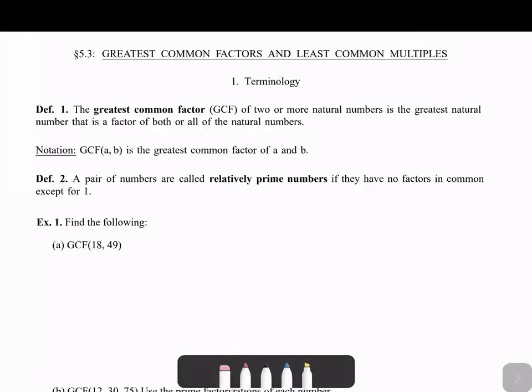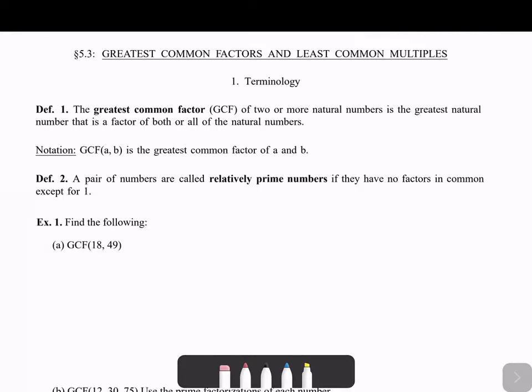Hi everyone, this is the first video for section 5.3 on greatest common factors and least common multiples, which we typically just call GCF and LCM. Okay, so the first thing to do is to go through these definitions of GCF.